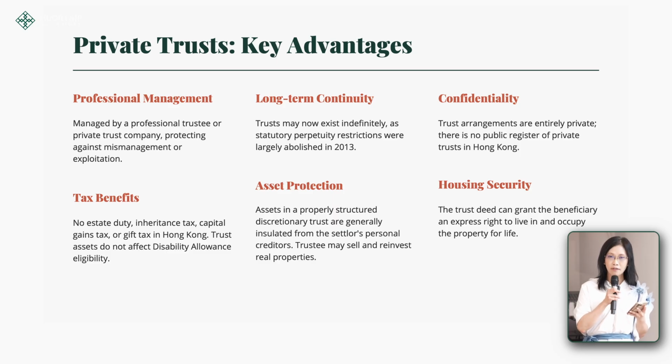And the last one, perhaps the most meaningful one, is housing security. The trustee can grant the child an express right to live in and occupy the property for life, while still giving the trustee the flexibility to sell and replace the property if circumstances change. For example, moving to barrier-free accommodation as needs evolve.